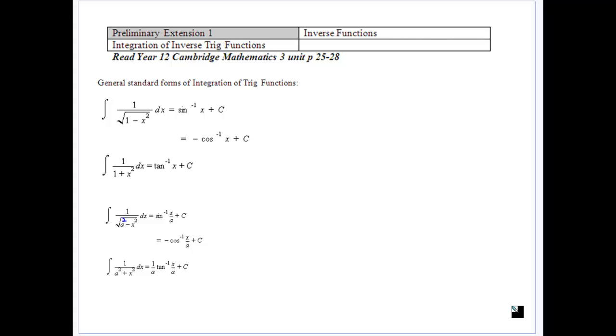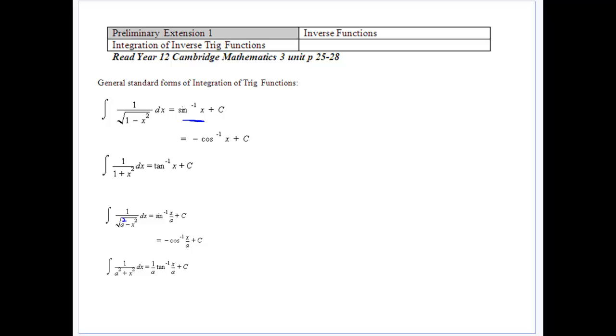Let's look now at integral calculus involving inverse trig functions. So what we want to do is start with the idea of our general standard forms of the integration of trig functions. So what are the forms? And remember, this is just a reversal of the derivative of the functions, so anti-differentiation here. So we've got 1 over the square root of 1 minus x squared. That comes back to inverse sine of x, like we saw in our last videos.